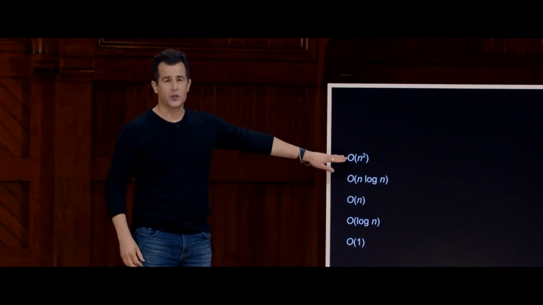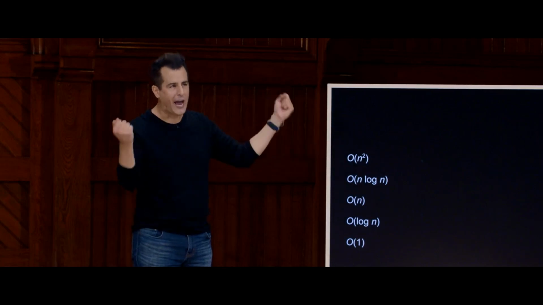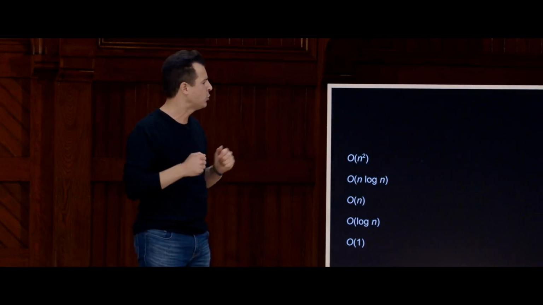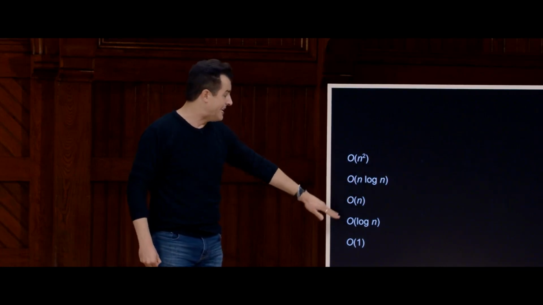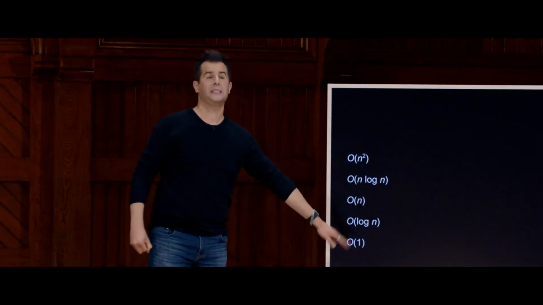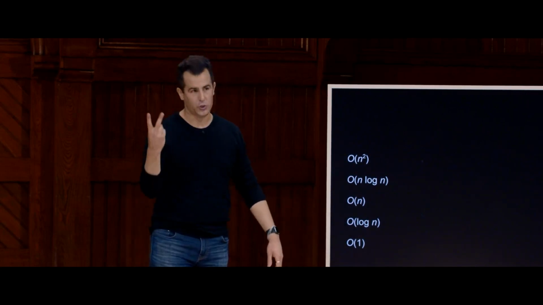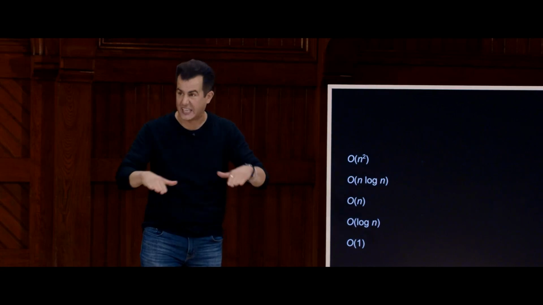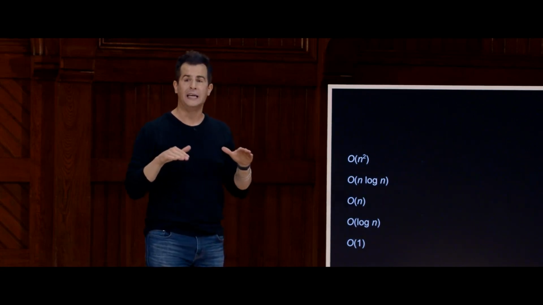So order of n squared. It's not something we've actually seen yet, but it tends to be slow because it's quadratic. You're doing n times n. That's got to add up to a lot of steps. Better is going to be n log n. Even better is going to be n. Even better than that is log n. And best is so-called order of 1, like 1 step, or maybe 2 steps, maybe even 1,000 steps, but a fixed, finite number of steps that never changes no matter how big n is.